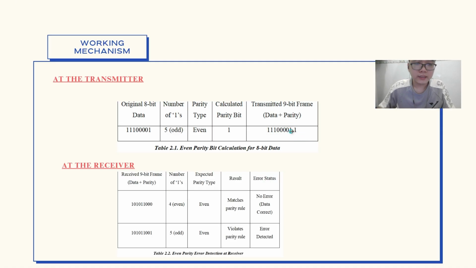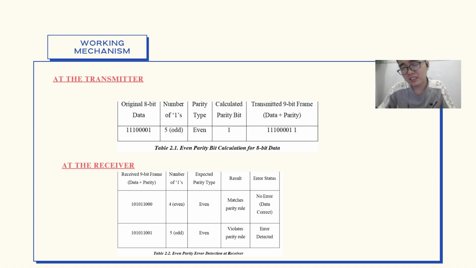Okay. Next, we talk about the receiver. At the receiver side, the same process occurs again. The receiver checks the number of ones in the received frame, including parity bits, and compares it to the expected parity rules. If the total number of ones satisfies the rules, the data is considered valid. If not, it indicates that an error has occurred during the transmission.